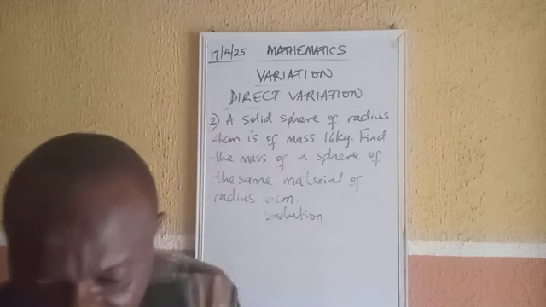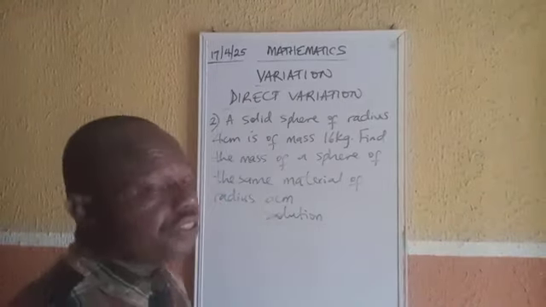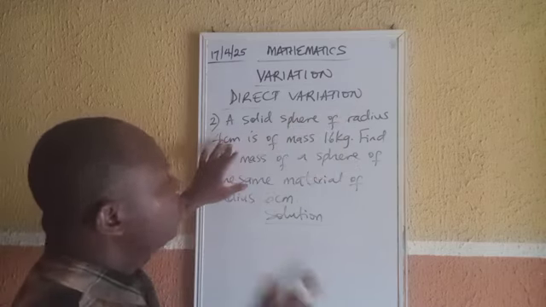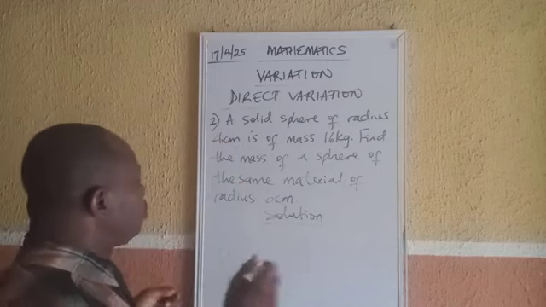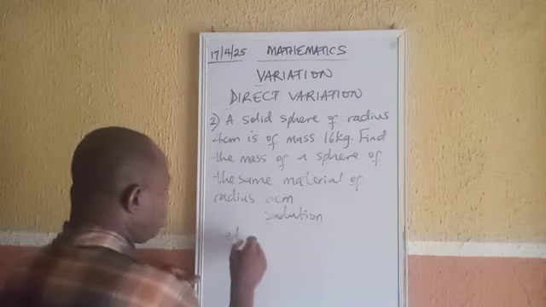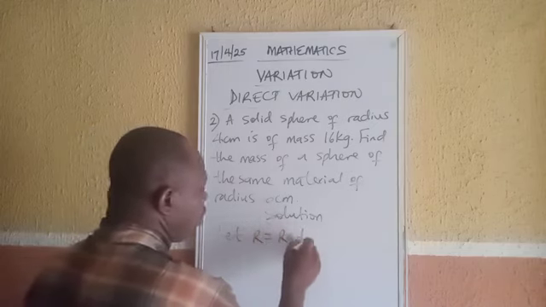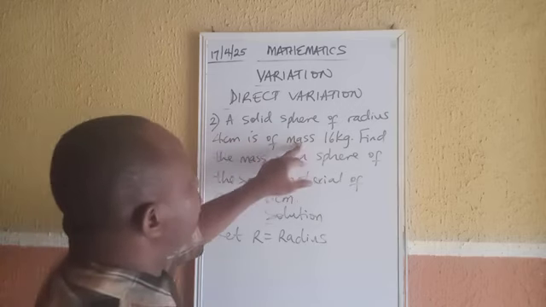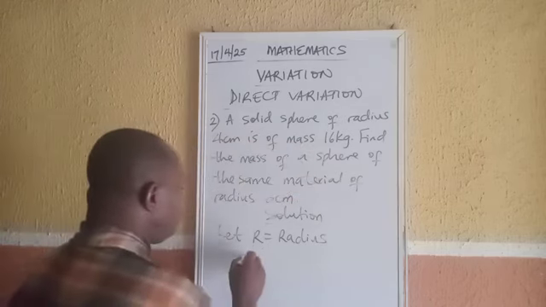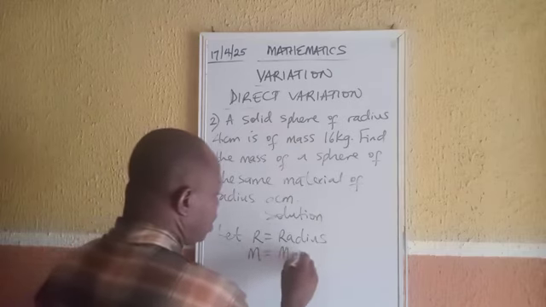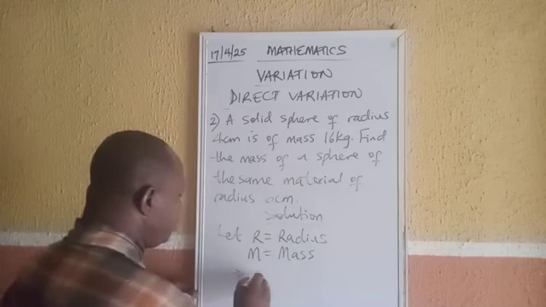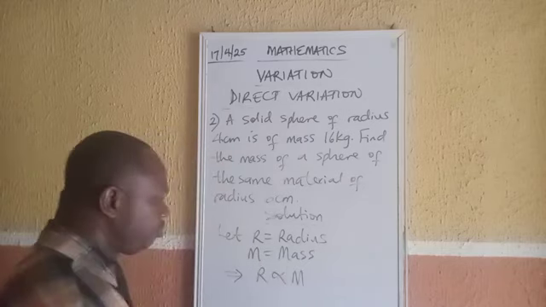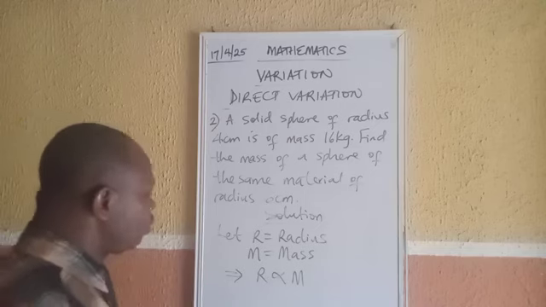So the first thing, let's identify the two quantities. A solid sphere of radius 4 centimeters. So one of them is a radius. So let r equal radius. Then another one is of mass, 16 kilograms. So the other quantity is what? Mass. So what we have is that r is directly proportional to what? A mass.